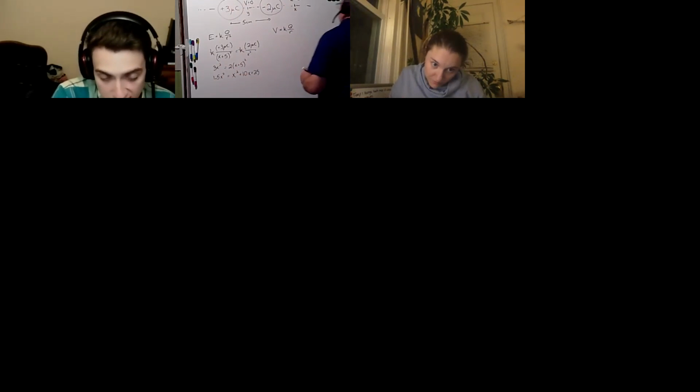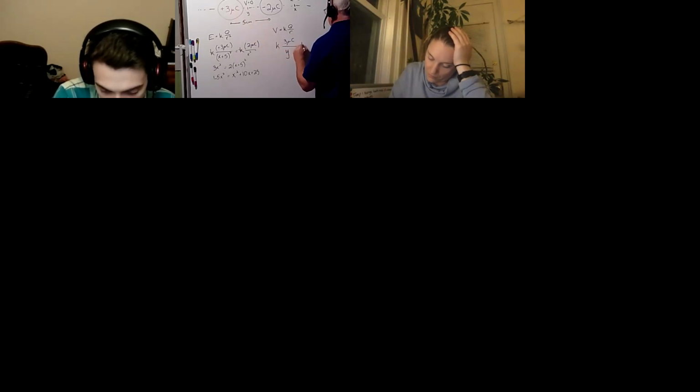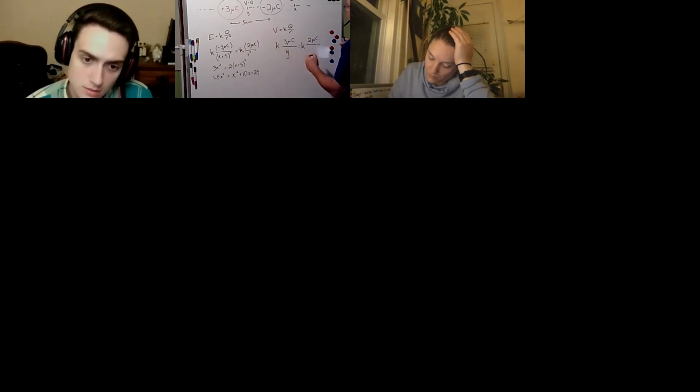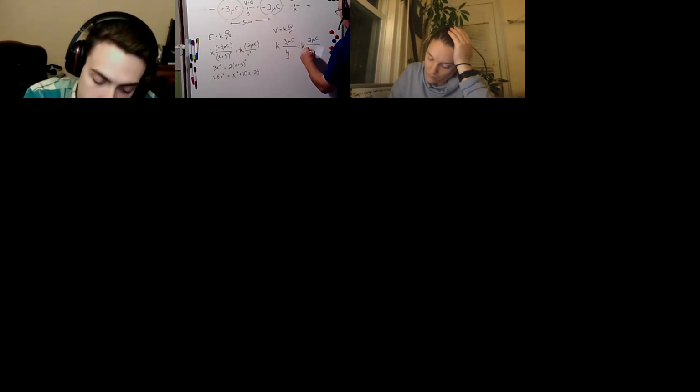But then let's see what this looks like over here. So this is going to be K times 3 microcoulombs divided by the distance from here to here, which is y. And then we'll do K and 2 microcoulombs divided by, and then we need this distance. So that's going to be 5 minus y.